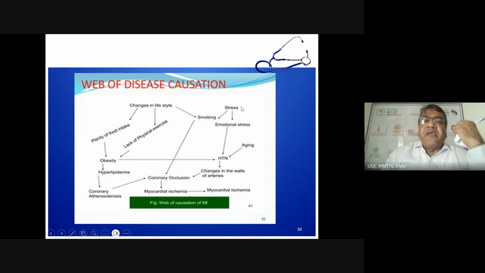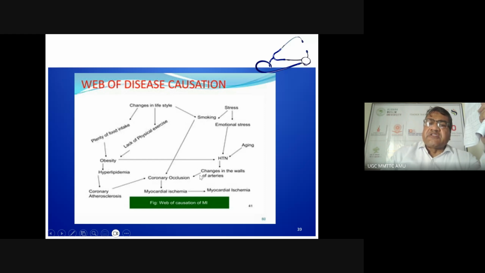Changes in lifestyle like smoking and stress. In stress, people do smoking, and there is emotional stress. This gives rise to hypertension. Aging gives rise to hypertension. Obesity gives rise to hypertension. Smoking also affects the coronary circulation, and later on brings changes in the walls of the arteries.